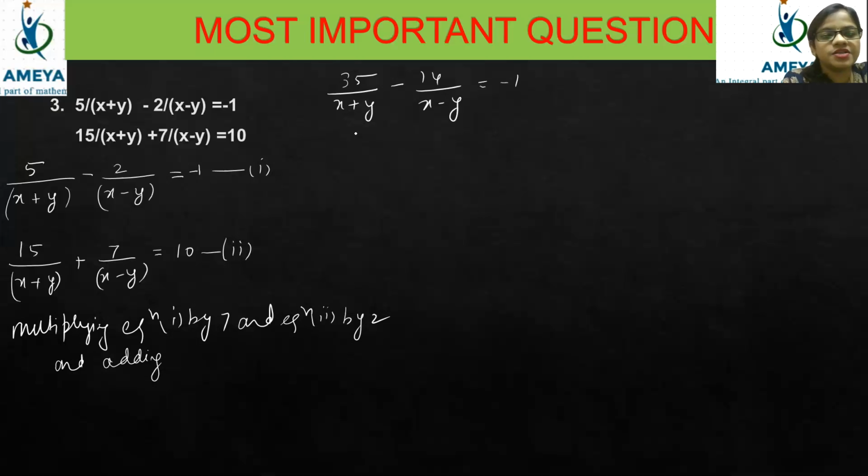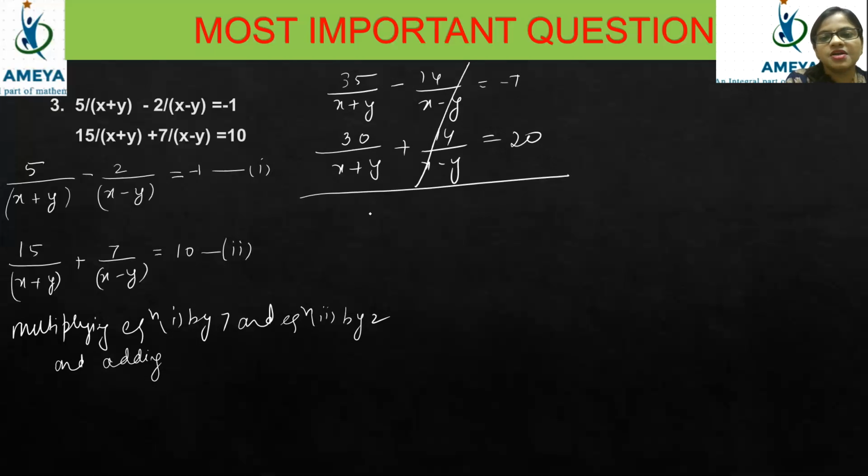And now the next one, we are going to multiply by 2. So 30 by (x plus y) plus 14 by (x minus y). Here, because 7 is multiplied, it will become -7. Here it will become 20. So now see, these 2 will get cancelled. So 35 by (x plus y) plus 30 by (x plus y) equal to 20 minus 7.